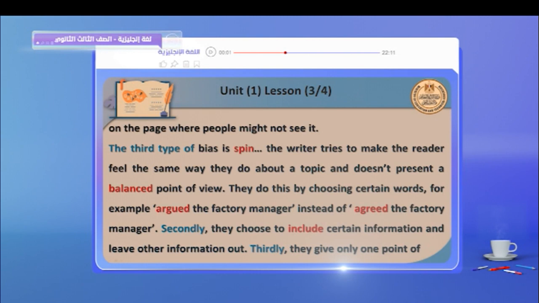For example, the word argued. Okay? The factory manager argued, instead of the factory manager agreed. So what does the writer want to show here? They want to show a different feeling about the topic. Okay? So he doesn't present a balanced point of view. I believe in something, I'm convinced by it, so I won't present balance. There's no balance; I didn't present the other opinion or give the real feeling about the thing.